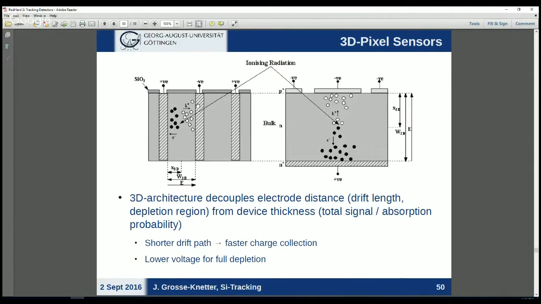So you can still have a large signal from your charged particle going through, but you can have a small distance to be covered by the drift. And that allows you to survive, at least to a certain extent, charges lost by the trapping, because you can collect the charges faster than they would be trapped from the extra radiation damage energy levels.